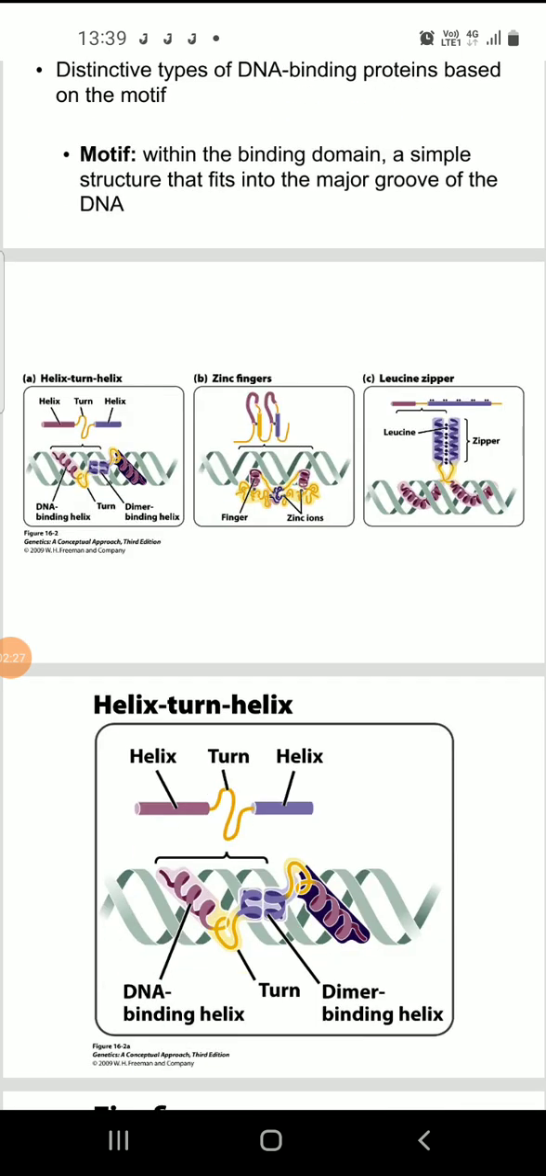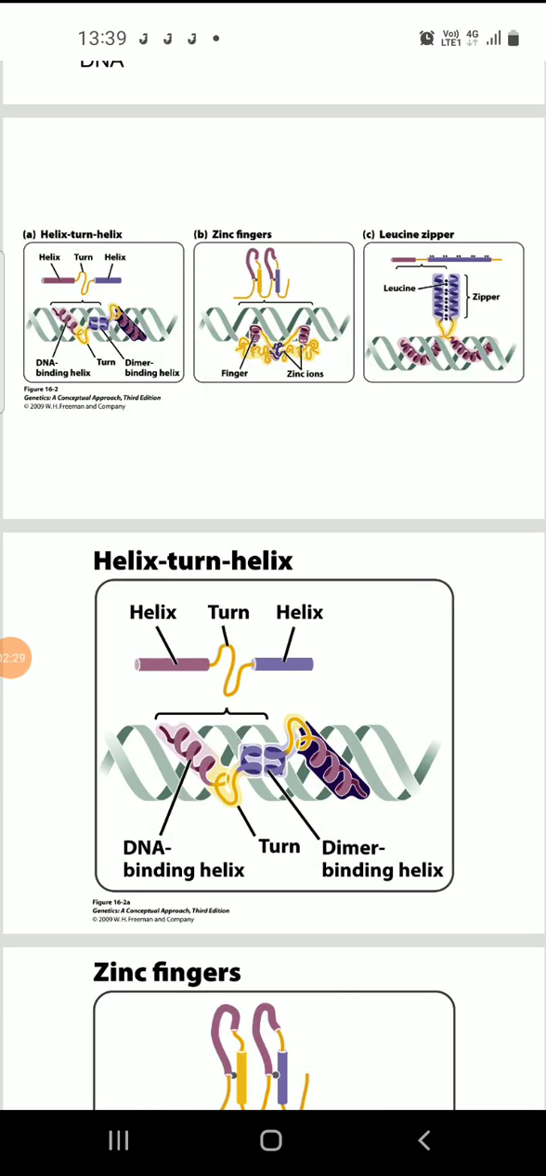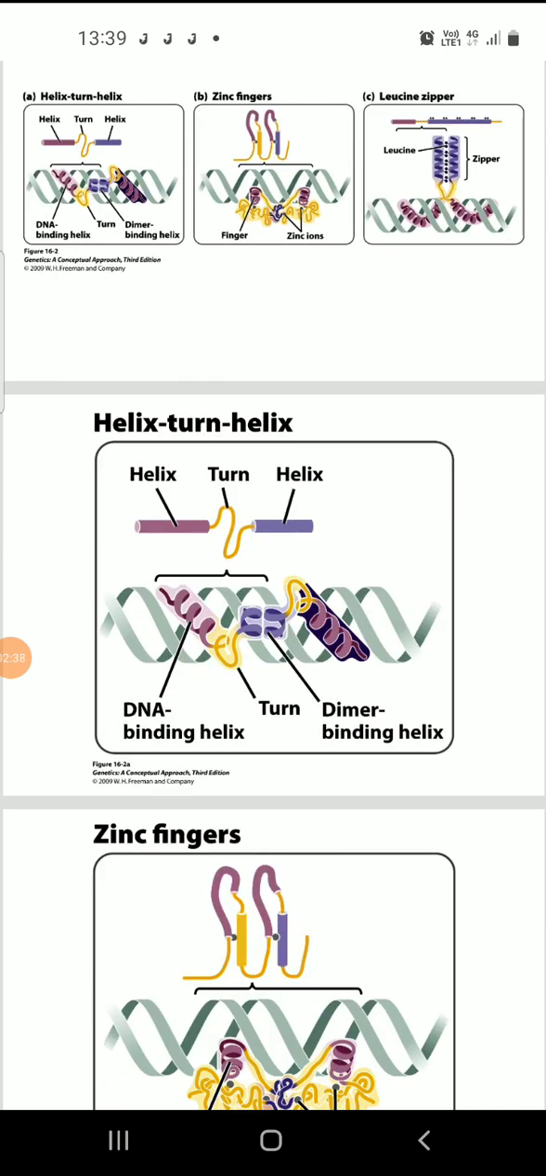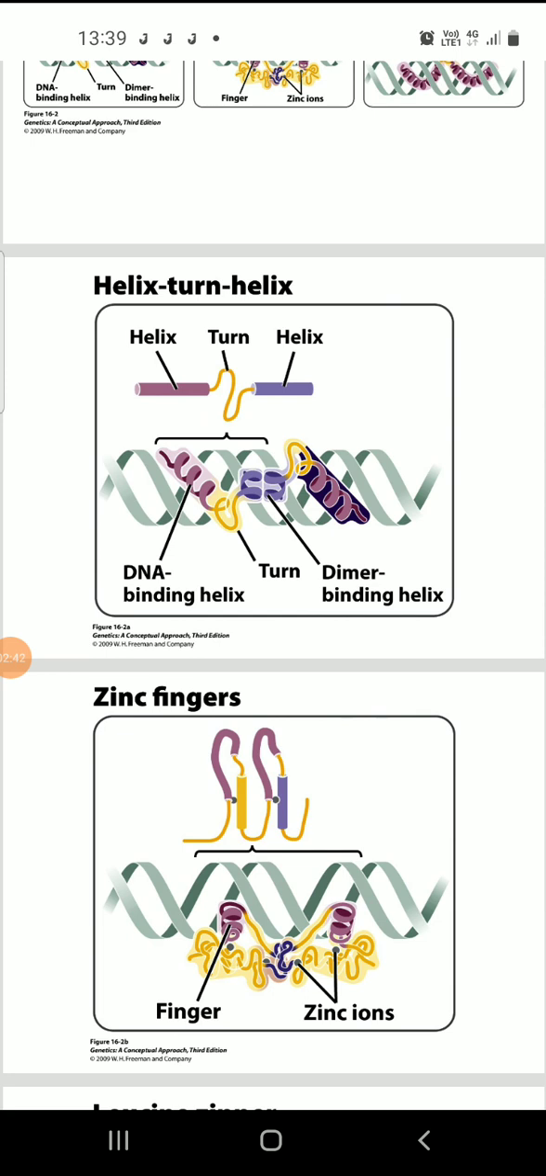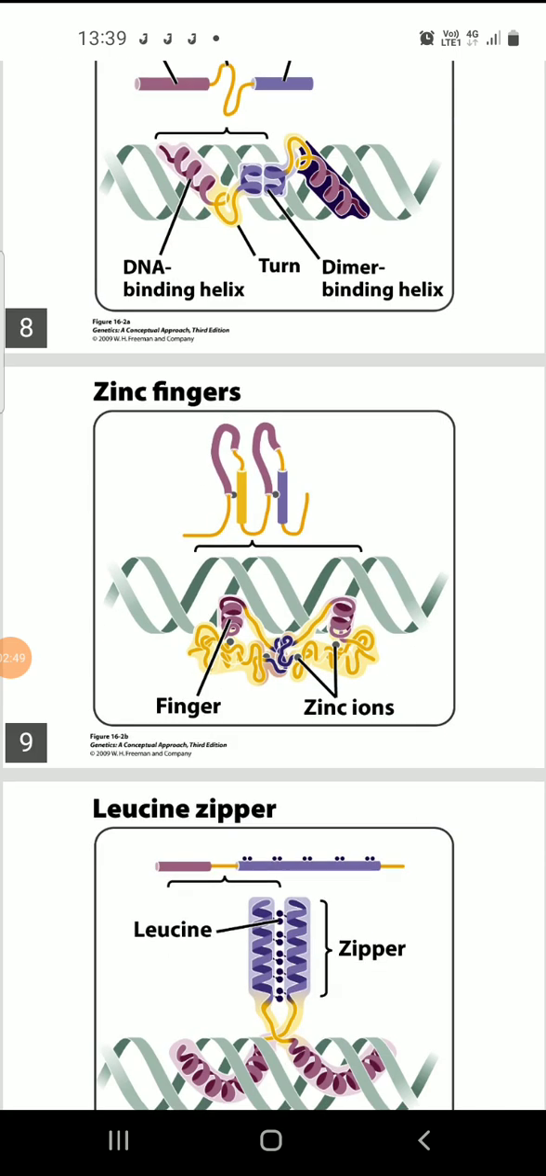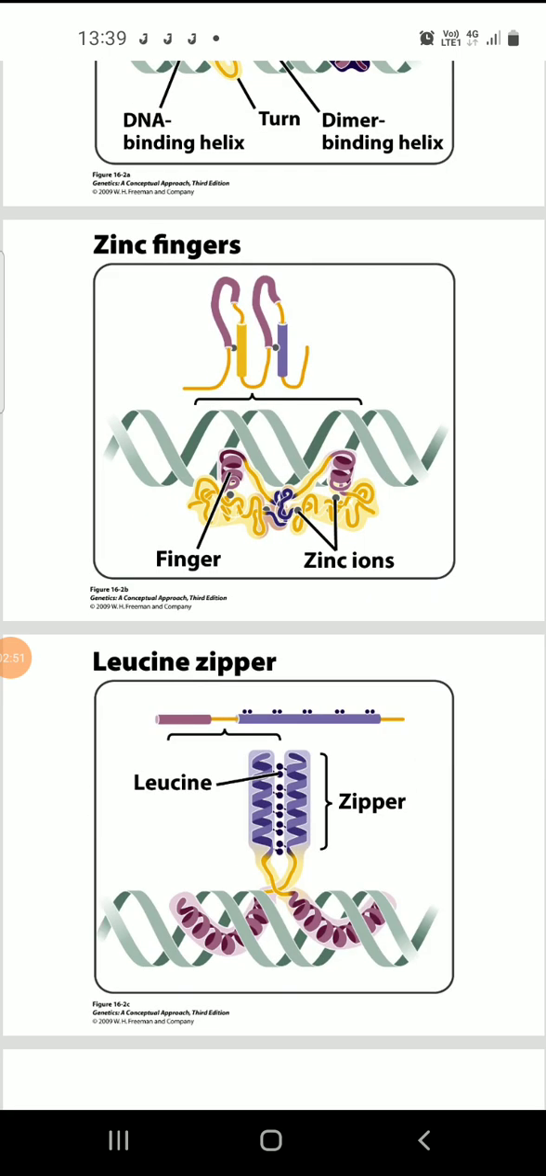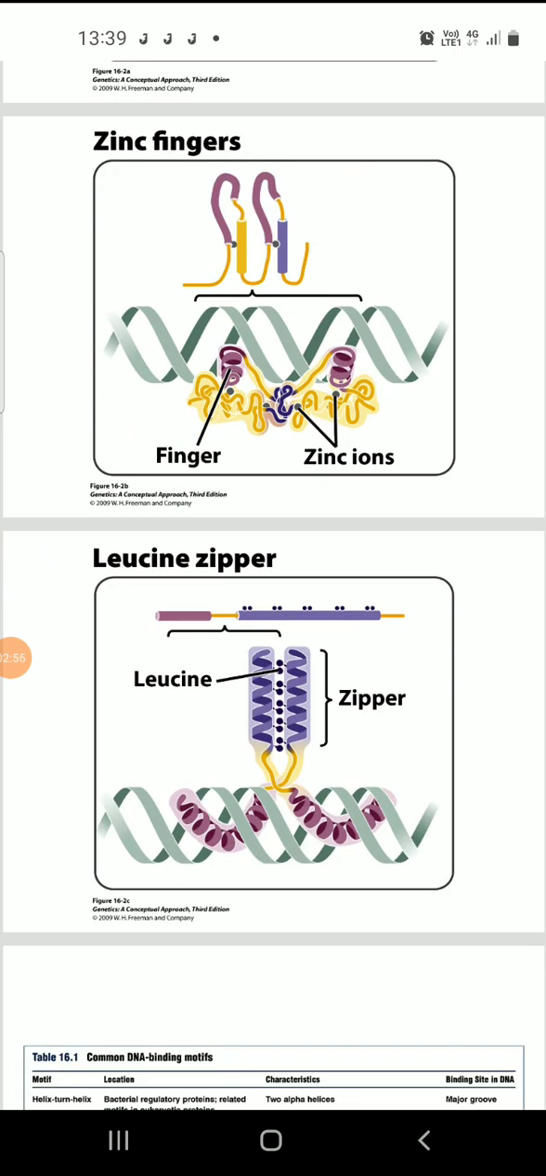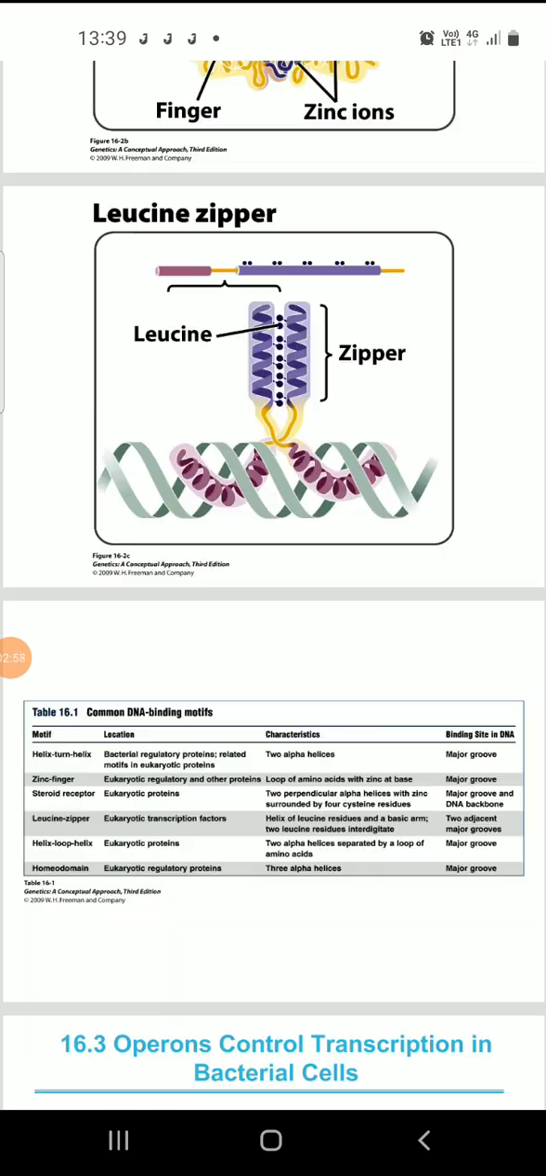Then there is the helix turn helix type of the motif. So here we consider the two helices and one turn. So this is the DNA binding helix, which is in the form of the helix turn helix. Then the zinc finger motif. So these are the fingers and these are the zinc ions. Then the leucine zipper. So this is the structure of that leucine zipper type of the motif.